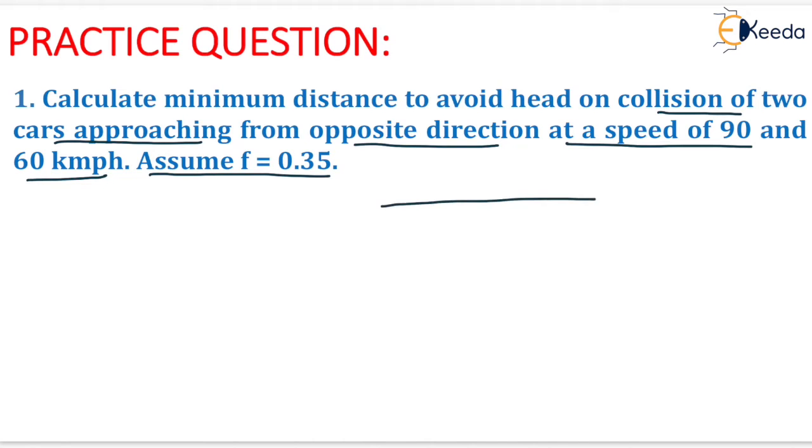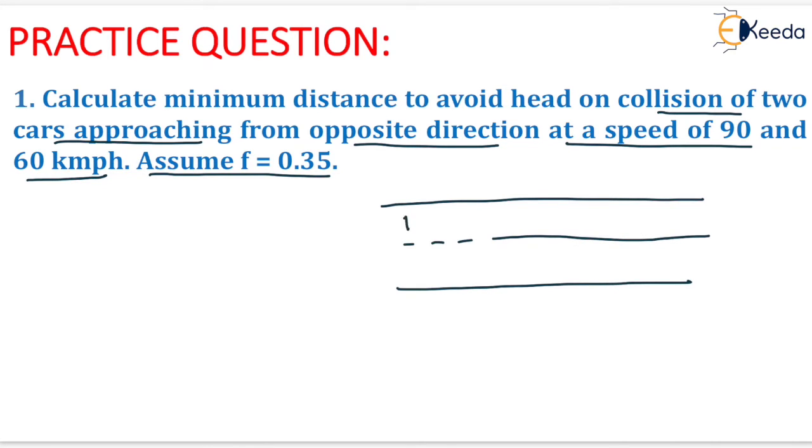It means that two vehicles are moving like this. That is, one vehicle is moving from this direction and another vehicle is moving from this direction. So they will stop somewhere here. So the distance will be equal to SSD1 plus SSD2.